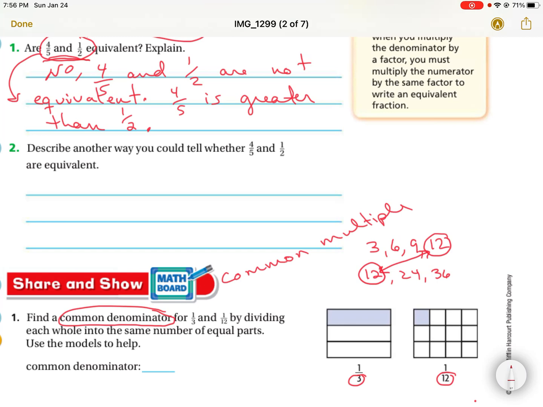So what I'm going to do then, it wants to know what's the common denominator here. So my common denominator is going to be 12. I'm going to turn these into 12 pieces. Now this one's already in 12s.